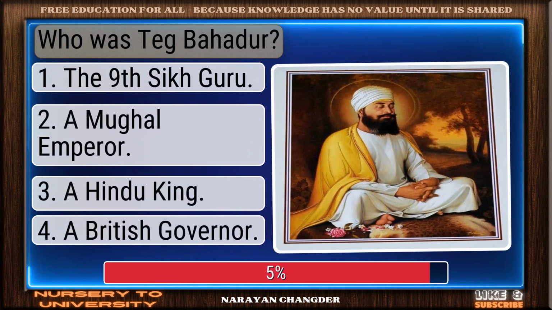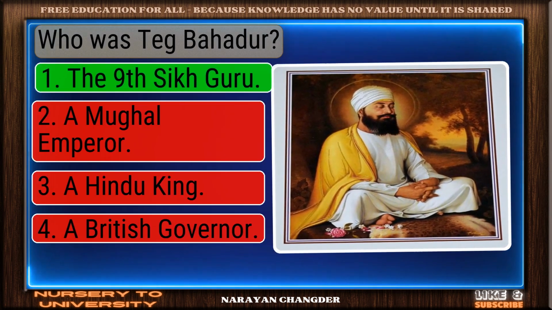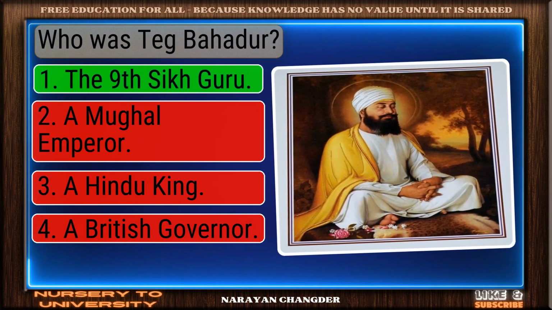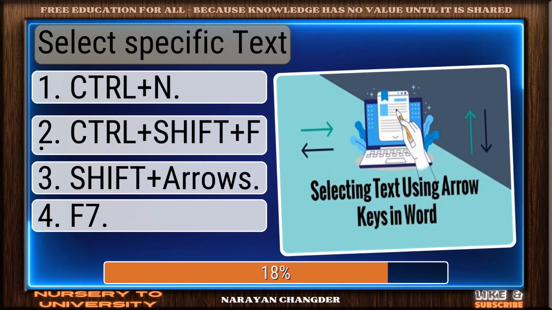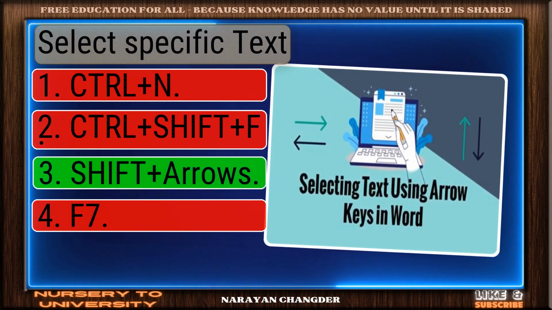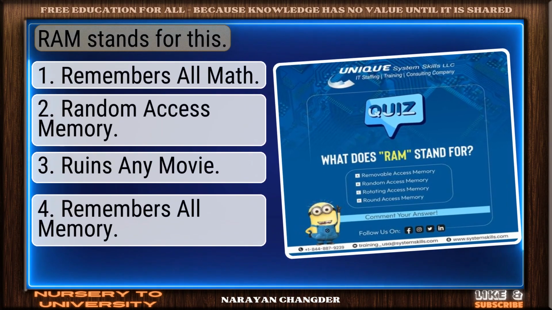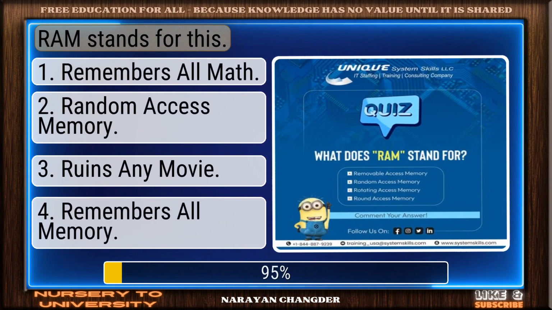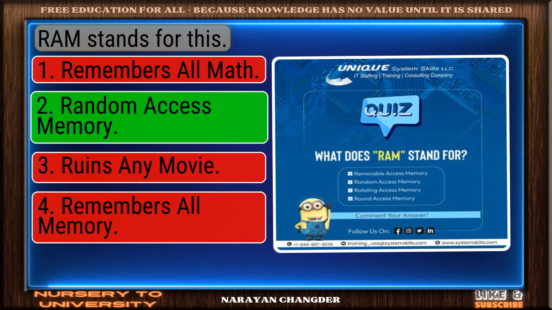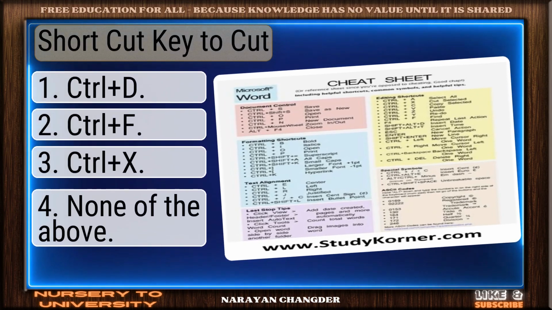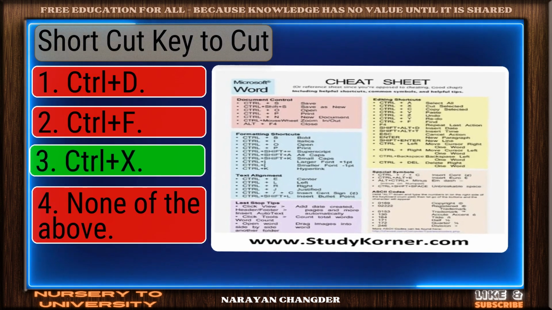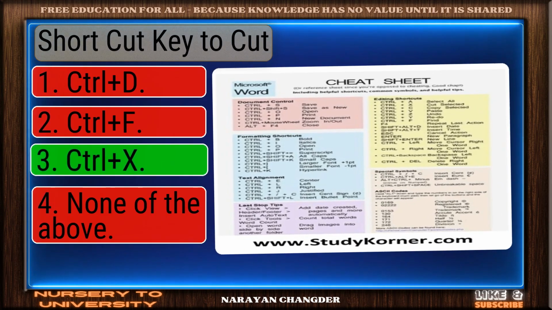Who was Guru Tegh Bahadur? Well done. The 9th Sikh Guru is the right choice. Select specific text. Nicely done. Shift plus arrows is a solid answer. RAM stands for this. You got it. Your choice, random access memory, is right. Shortcut key to cut. Clear logic. Your choice, Ctrl plus X, is sound and 100% true.